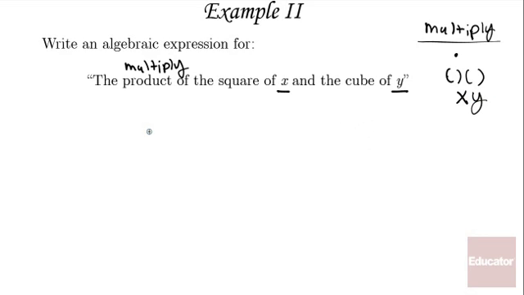Okay, so I have the product of the square of x. That's telling me I'm going to take x and I'm going to square it, times the cube of y, y cubed. So this is x squared times y cubed. Or I could have even just left the dot out and written it as x squared y cubed with no dot in between.